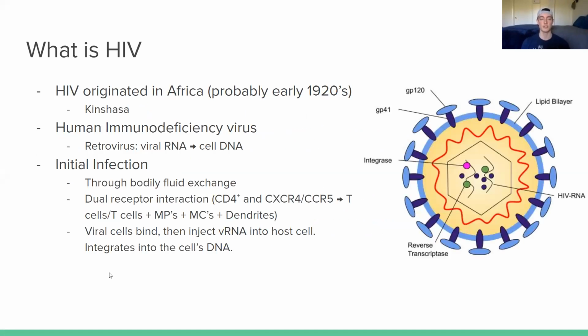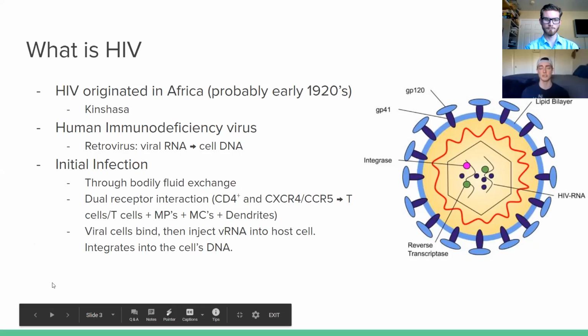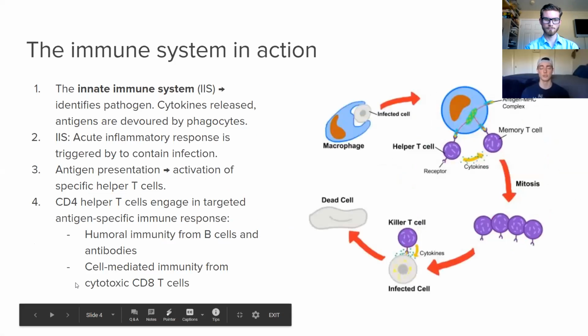So HIV was first discovered in an African village called Kinshasa, which is a region in the Democratic Republic of the Congo. It was first found in the early 1920s, and it was observed as SIV, which is simian immunodeficiency virus, which was mainly infecting monkeys or apes at the time.